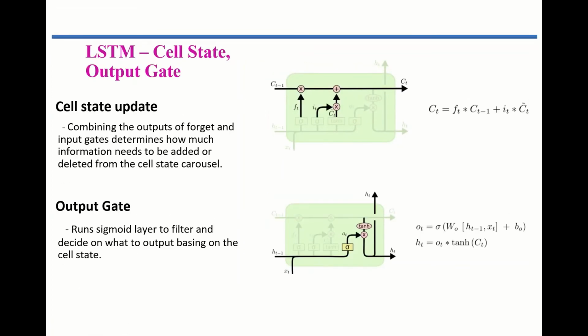Once we have the outputs from the forget gate and the input gate, combining those outputs determines how much information needs to be added to or deleted from the cell state carousel. And finally, the output gate runs a sigmoid layer to filter and decide what to output from the cell state, based on the cell state.